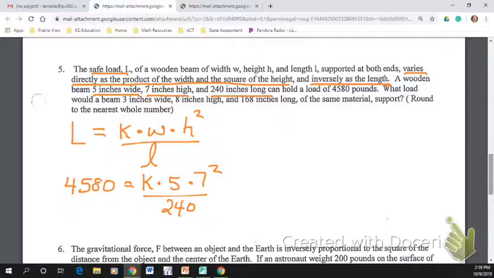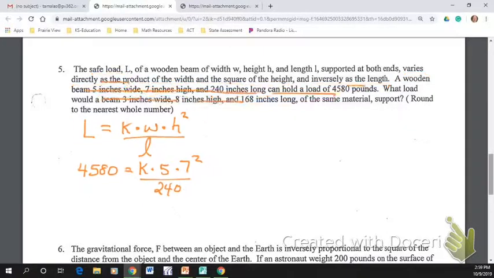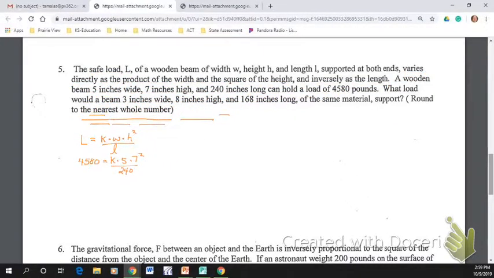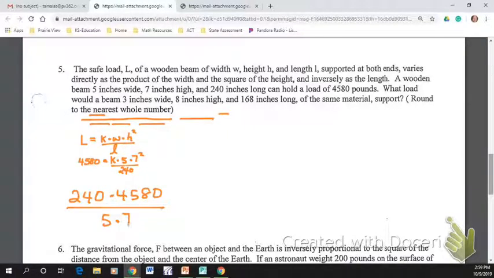Times 240. Times 240, then what? Divide by 5. Then divide by the square root of 7. You don't have to square root the 7 yet. Yes, you do. How about we multiply by 240, equals, and then we divide by 5 times 7 squared.